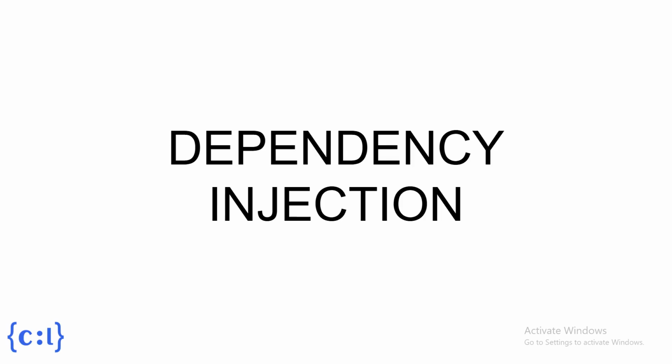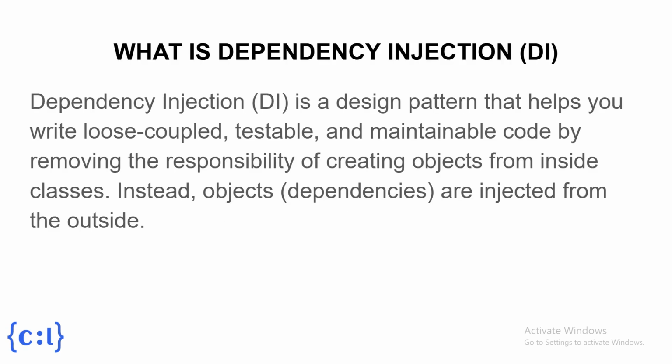In today's video, we're going to be talking about dependency injection and what you might not know. First and foremost, what is dependency injection? Dependency injection is a design pattern that helps you to write loosely coupled, testable, and maintainable code by removing the responsibility of creating objects from inside the class. Instead, objects are injected from outside.